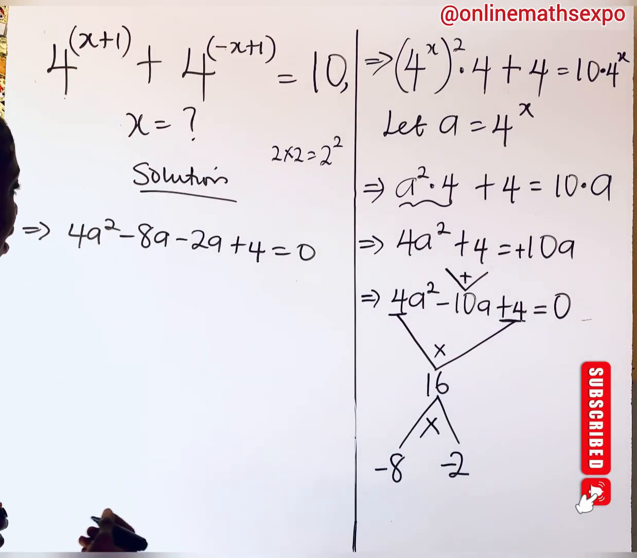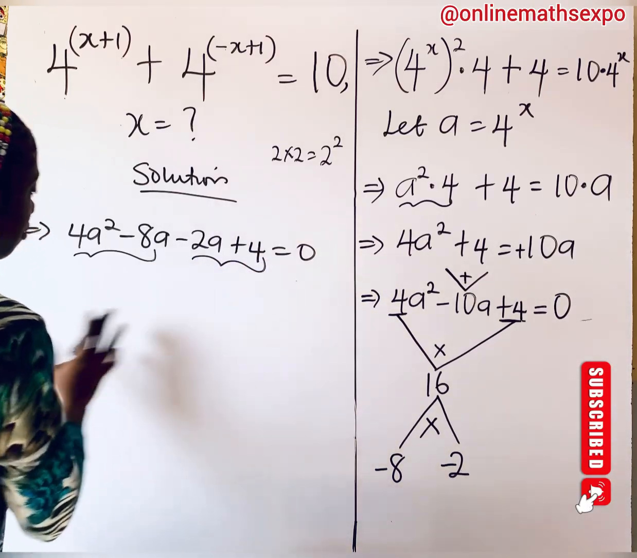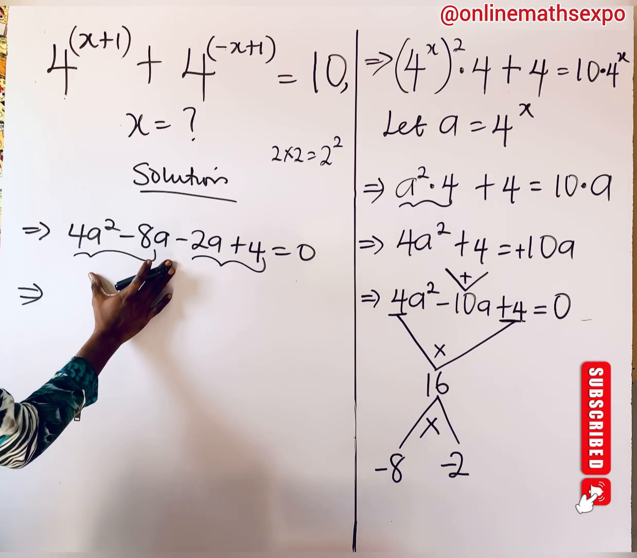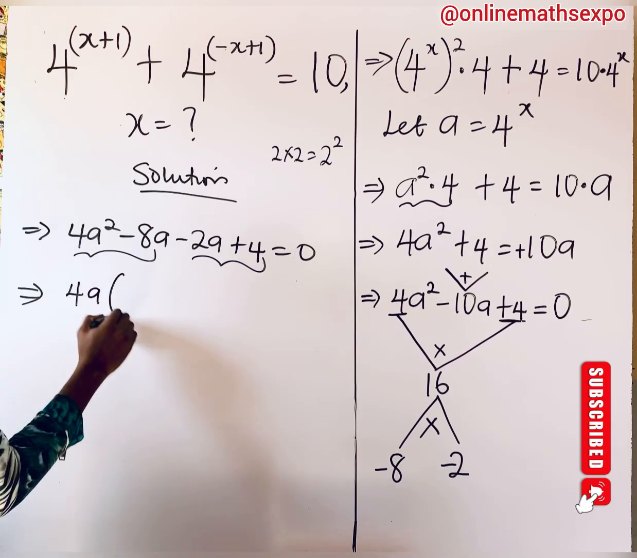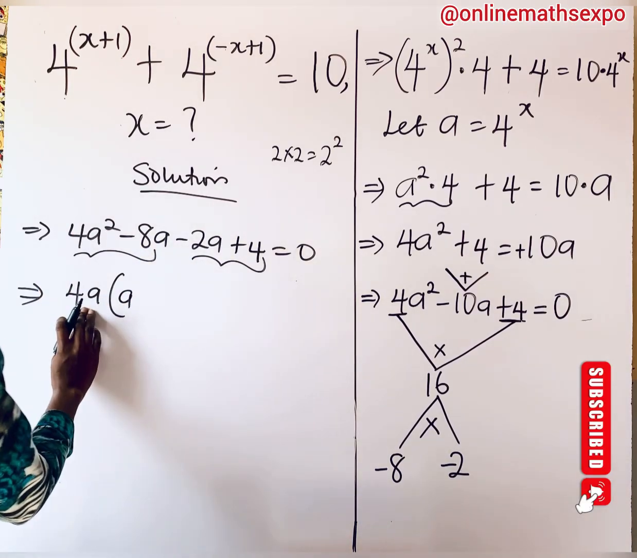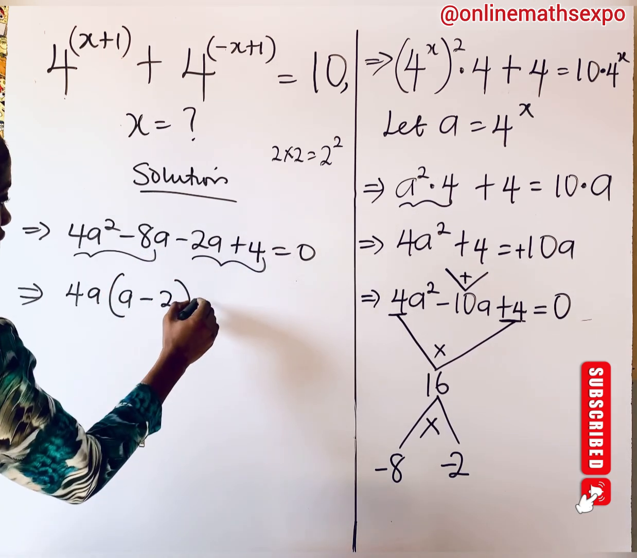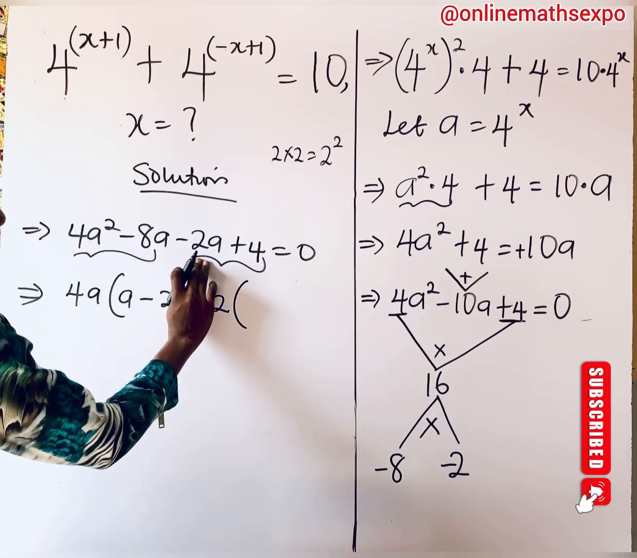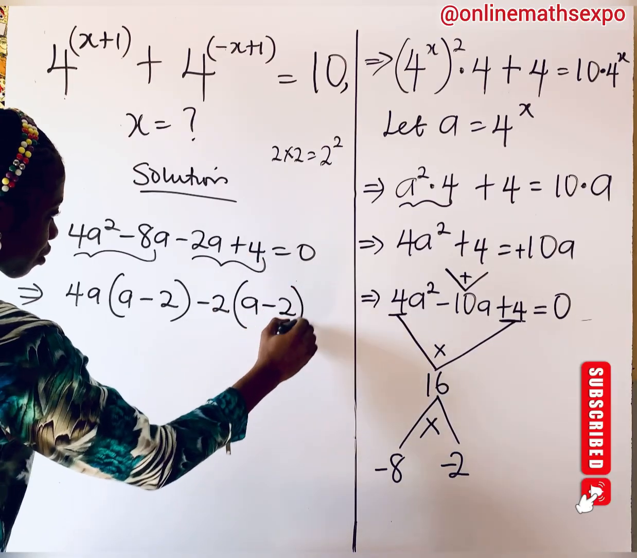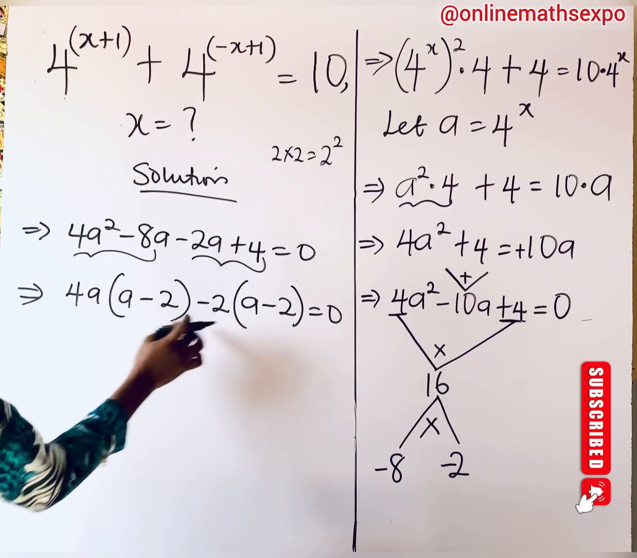So what do you do again? You're going to group this in pairs, then factor. You ask yourself, what is common in these two? The common factor here is 4a, so we factor it out. Use it to divide 4a squared, it gives you a. Use it to divide -8a, it gives you -2. Then the common factor is -2. Use it to divide -2a, it gives you a. Use it to divide 4, it gives you -2, is equal to 0. So you see that these two are the same, so collect the one that is outside.